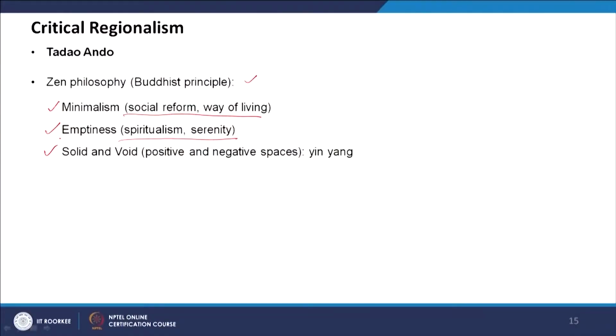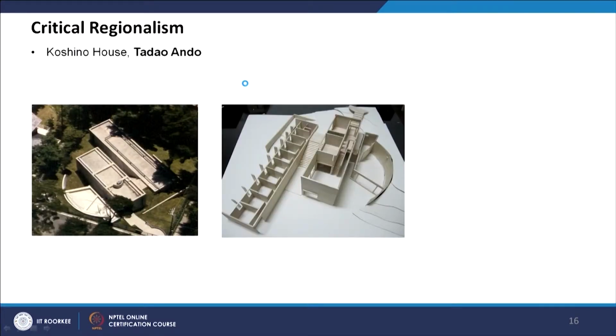And then solid and void, which is a positive-negative thing of yin and yang, is also part of his design philosophy, which is all coming from the Buddhist principle and philosophy. So this is Kishono House by Tadao Ando.